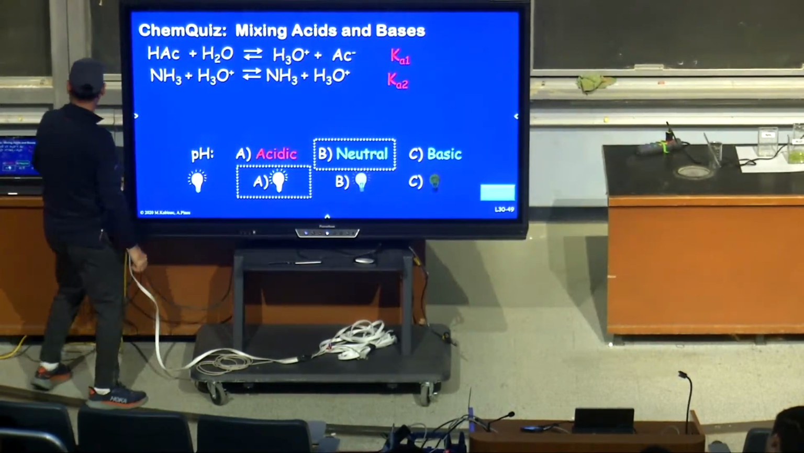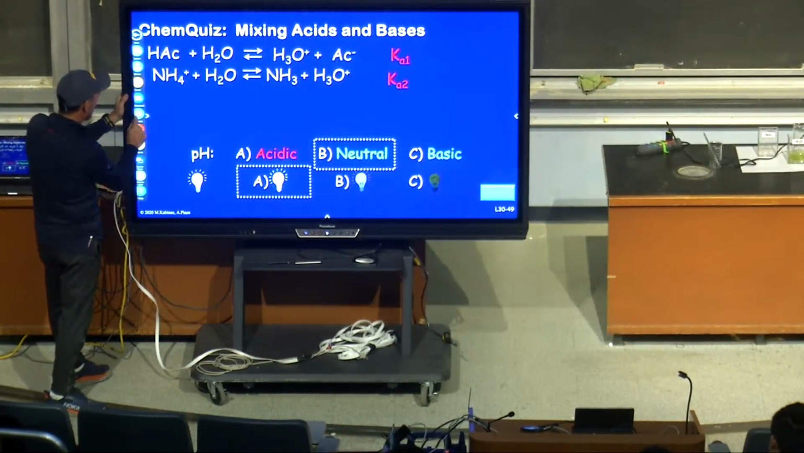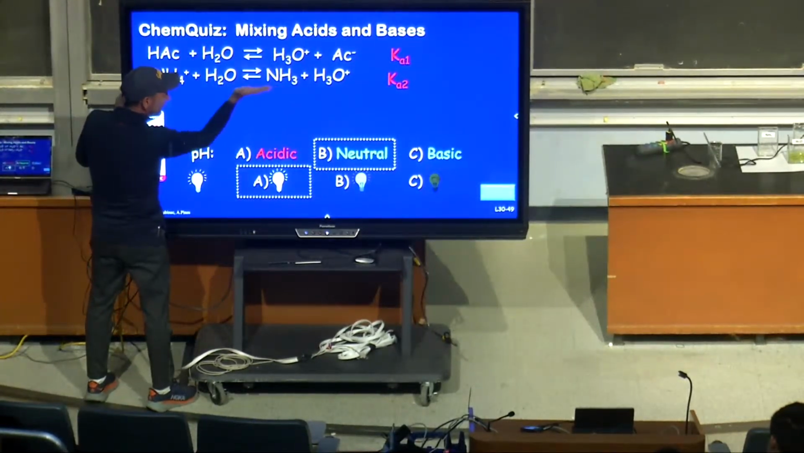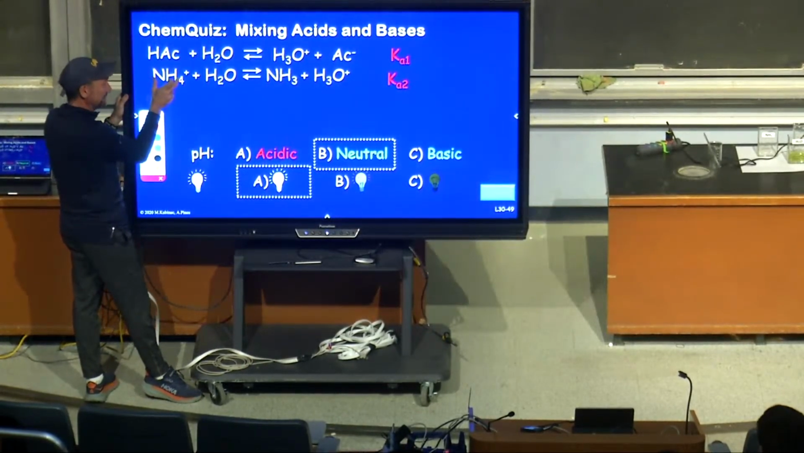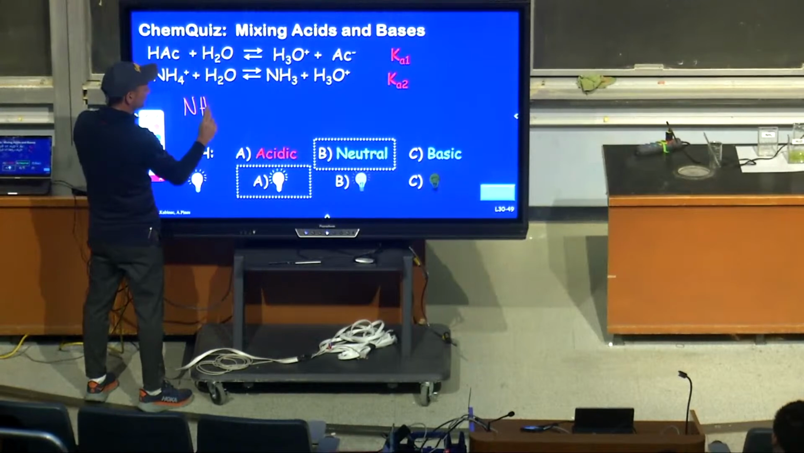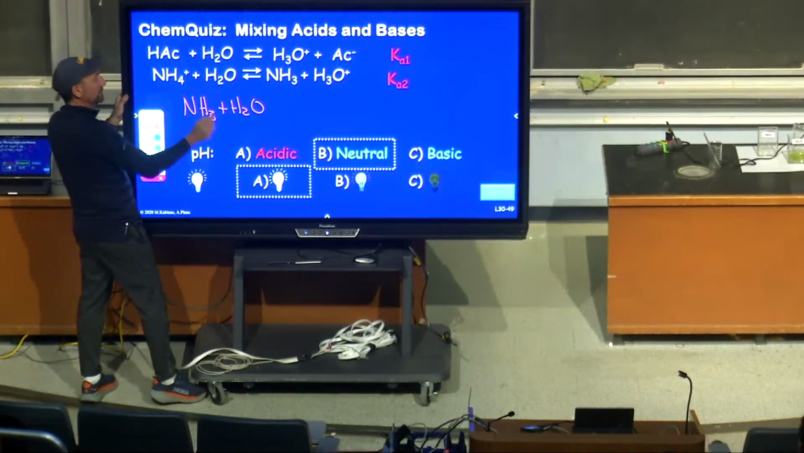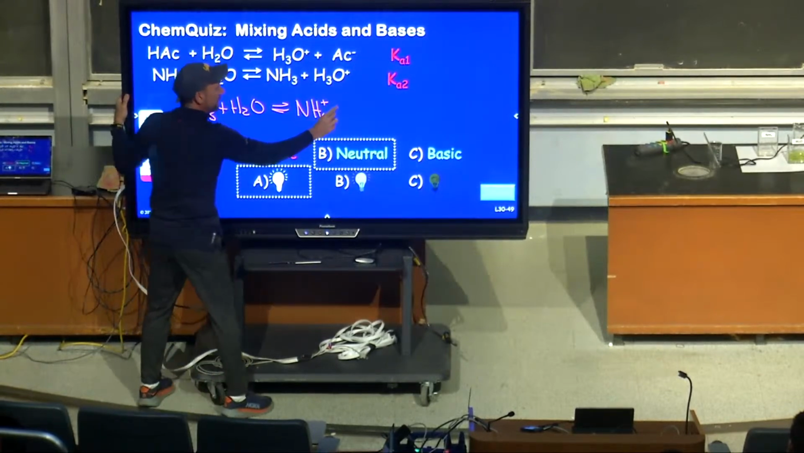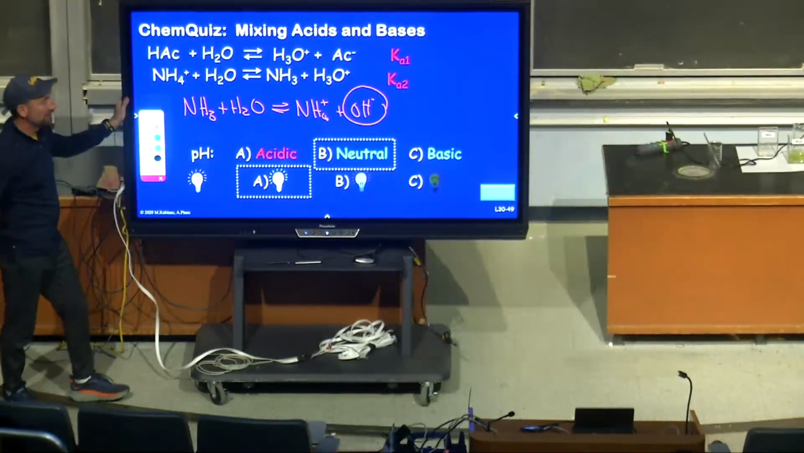So let me just make absolutely clear, this takes a couple of steps. Kb is not this. This is not the Kb reaction. This is the reaction of the conjugate acid of this base. The base itself, that reaction is just NH3 plus H2O. This must accept a proton to turn into that. So that gives me NH4 plus and OH minus, and it's this that raises the pH.